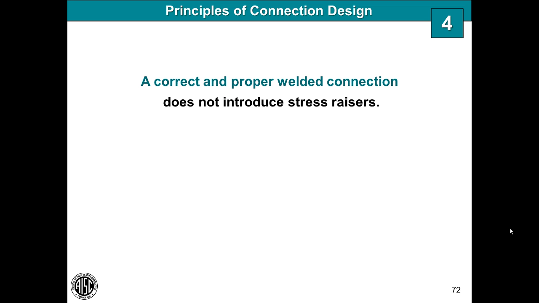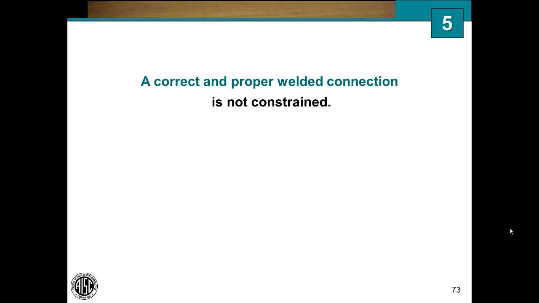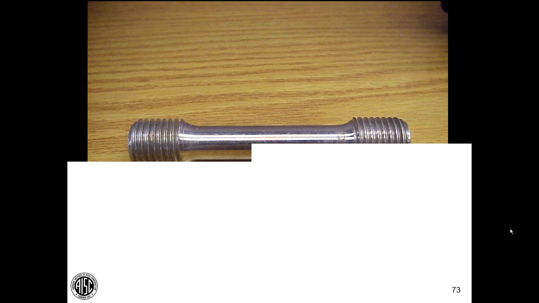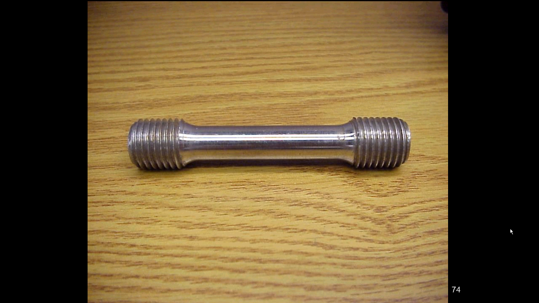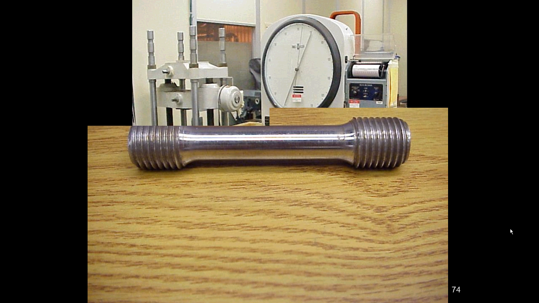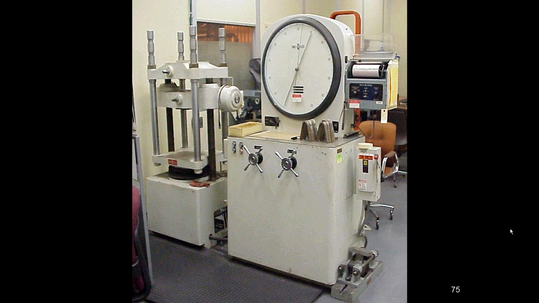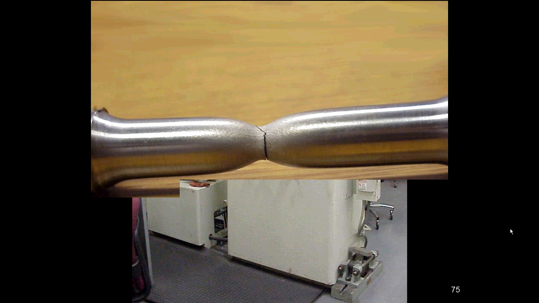Principle 5, a correct and proper welded connection is not constrained. A proper welded connection is not constrained. I think we've probably all learned a little bit too much in our materials courses at the university. You probably, like I, had a lab assignment or you observed a tensile coupon being tested in the testing configuration. And we pulled those specimens to destruction. We watched them locally neck and finally fracture. And from that, we plotted up a stress strain curve.